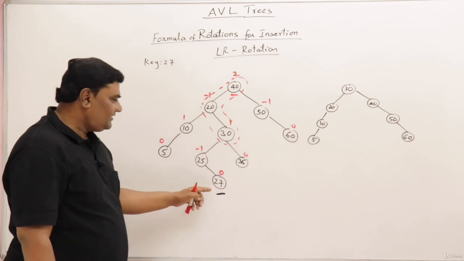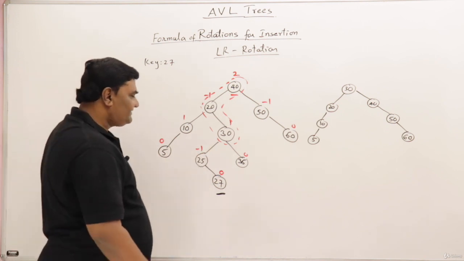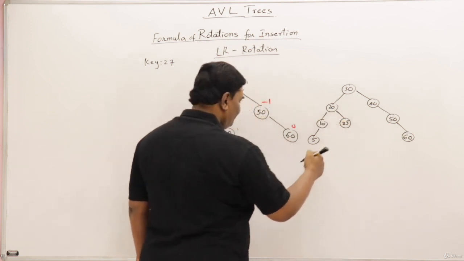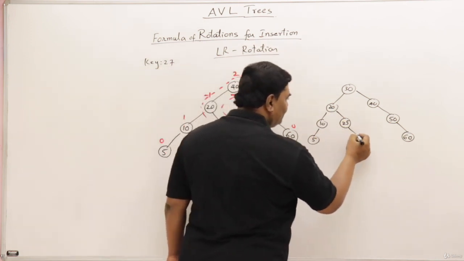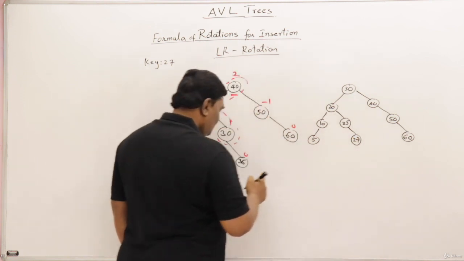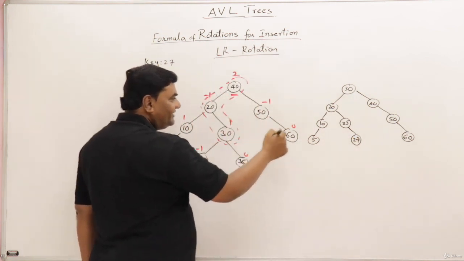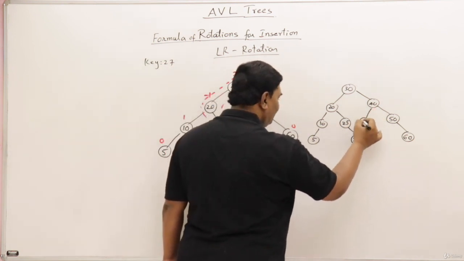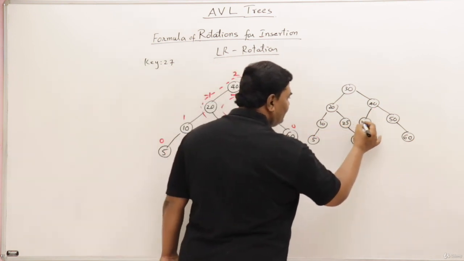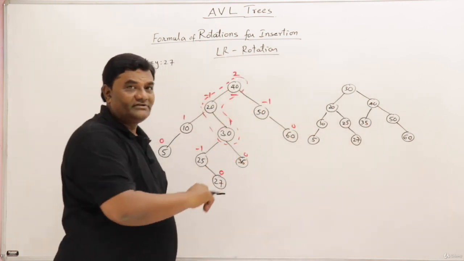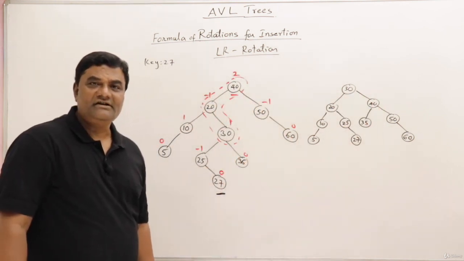So what about 25 and 27? They remain on left hand side only. So 25 will be as a right child of this one, and its right child is 27. Then 35 will remain on the right subtree only. So this will become a left child of 40, 35. It will become a left child of previous root. So this is a balanced AVL tree.